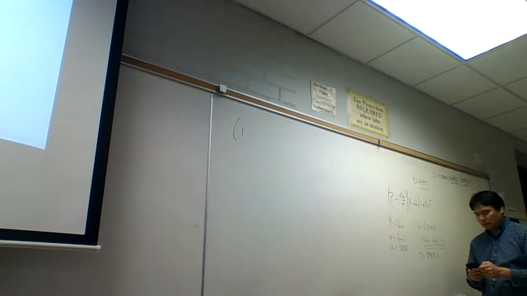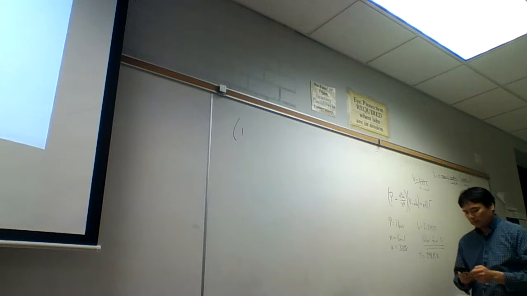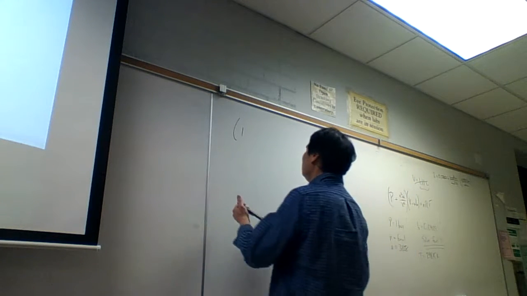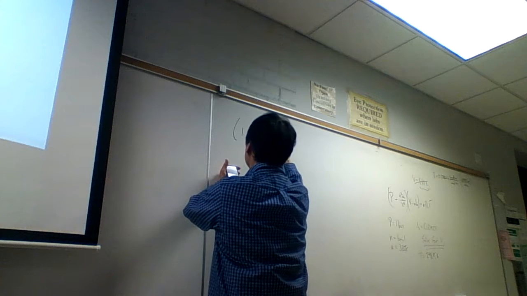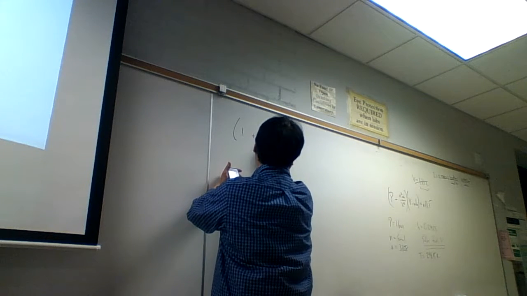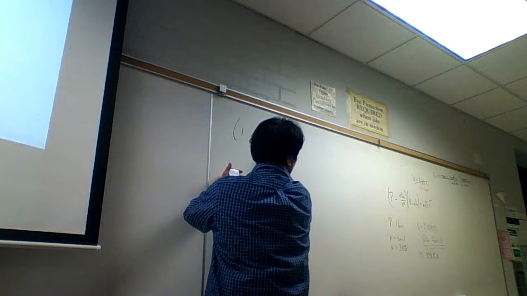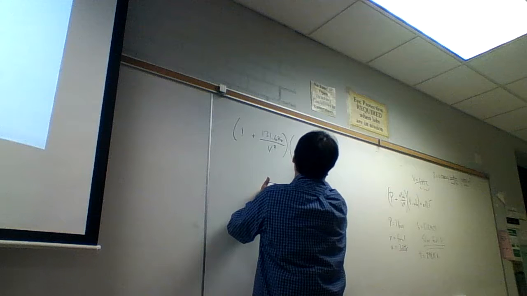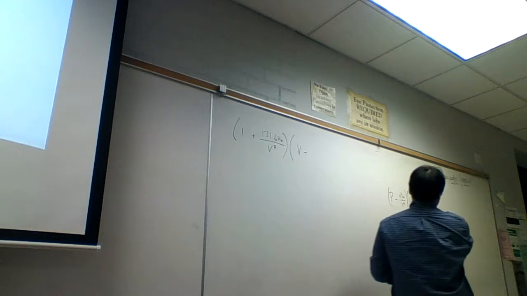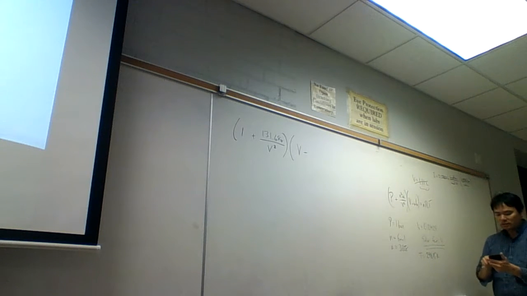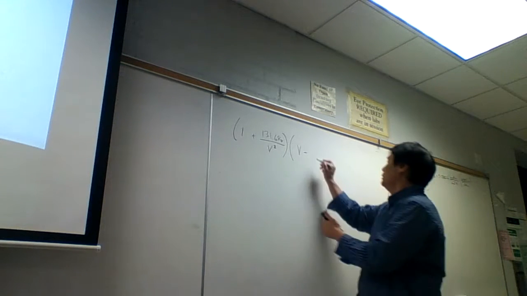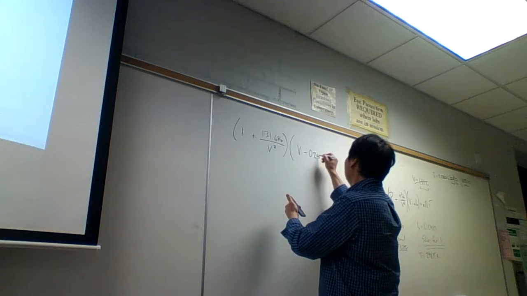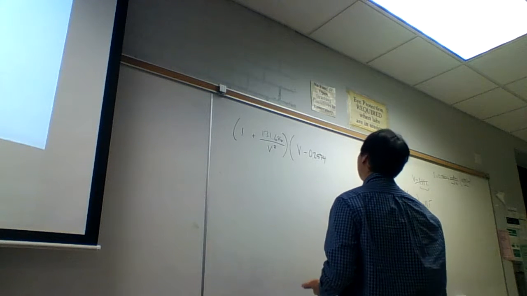Actually, 36 times 3.658 is 131.688 over v squared. And then this is going to be v minus nb. So n is 6, b is 0.0429. So 6 times 0.0429 is 0.2574. Is that right? Yeah.